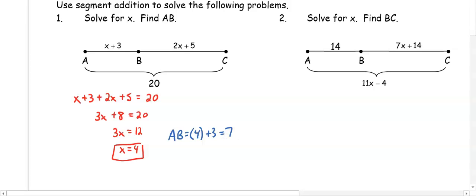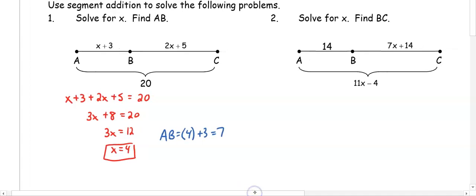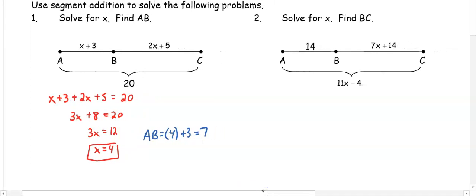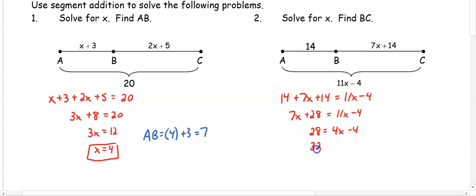In number 2, we want to solve for x and find BC. So again, we have two parts that equal our whole length. So our two parts are 14 and 7x plus 14. They're going to equal the whole length of 11x minus 4. So when we combine like terms, 7x plus 28 is equal to 11x minus 4. We need to get the variable on one side, so we can subtract 7x. 28 is equal to 4x minus 4. Add 4 to both sides, 32 equals 4x, so when we divide, x is 8.